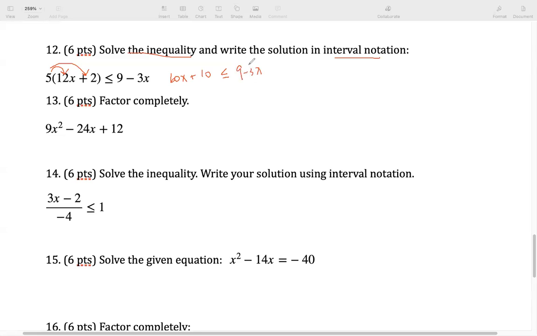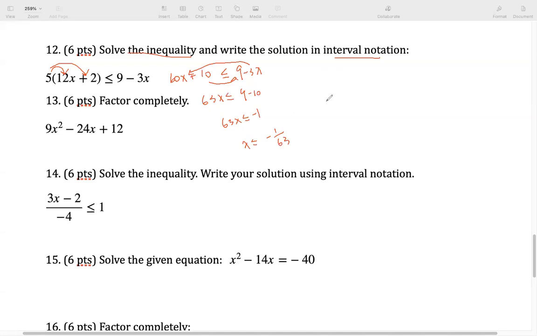Now we want to move -3x to the other side, so it becomes positive. 60x plus 3x, 63x, less than or equal to, well, this is positive 10. When we move it to the other side, it becomes 9 minus 10, which is just -1. So 63x less than or equal to -1, divided by 63 on both sides. x less than or equal to -1/63.